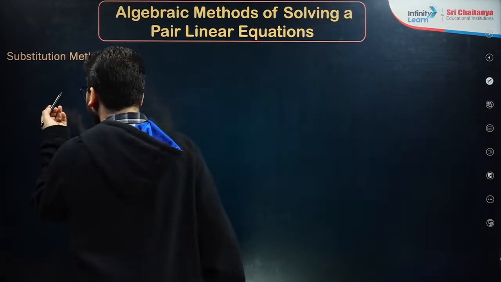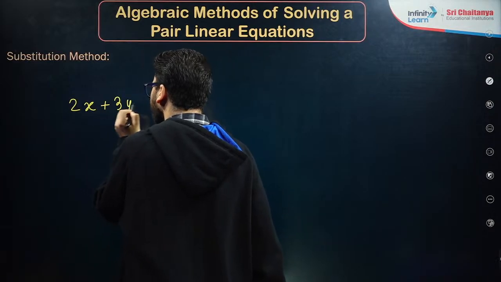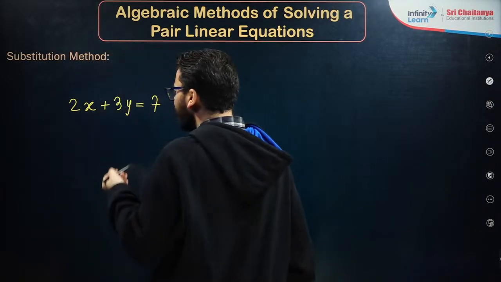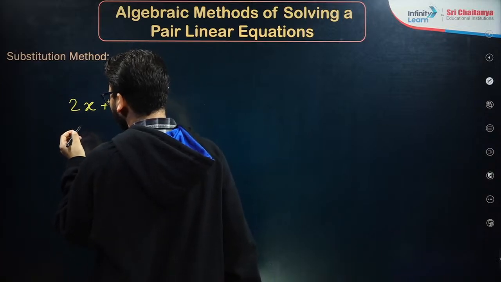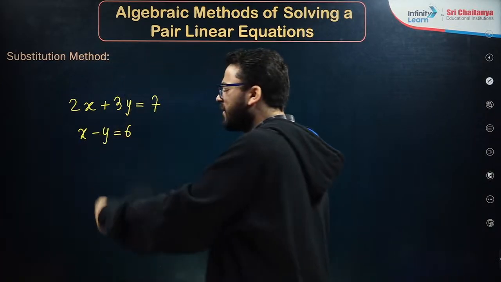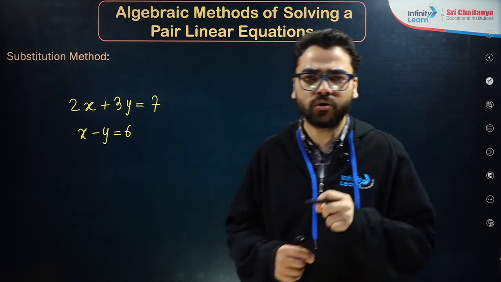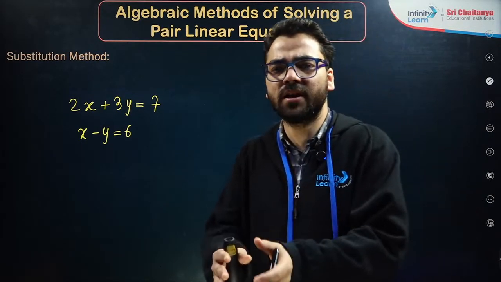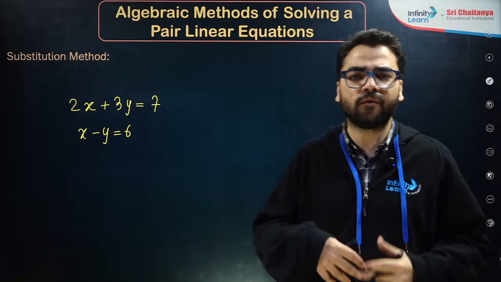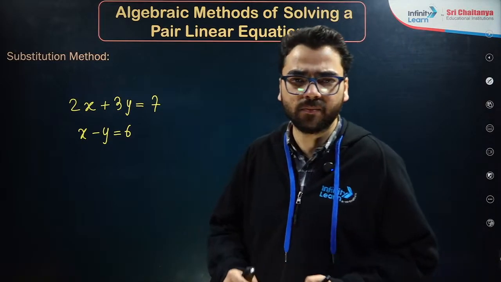So suppose I take a simple pair of linear equations in 2 variables, and any simple values I'm taking, okay? Suppose I'm taking like this, x minus y is equal to 6, okay? And then I have to solve this pair of linear equations using substitution method. So to substitute means to put something in place of some other thing. So basically substitution can be done in 4 ways possible.